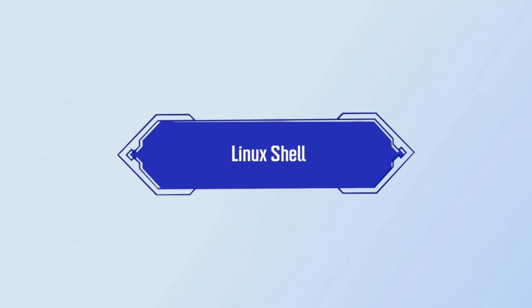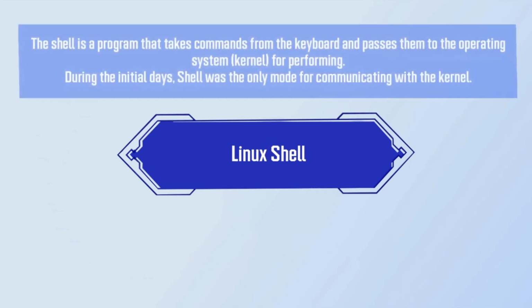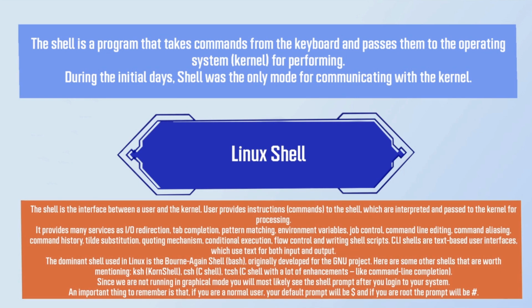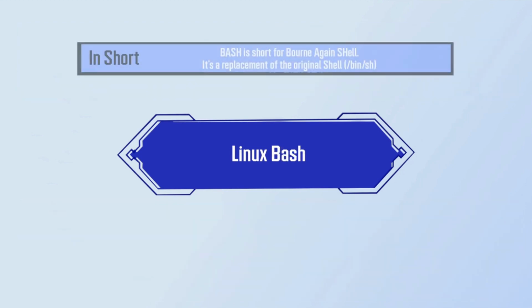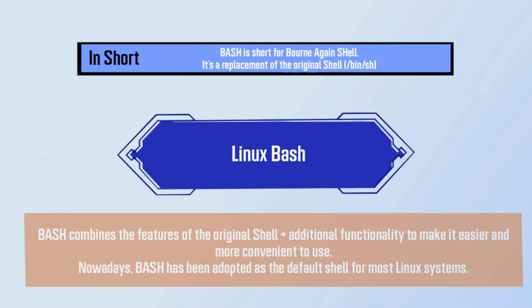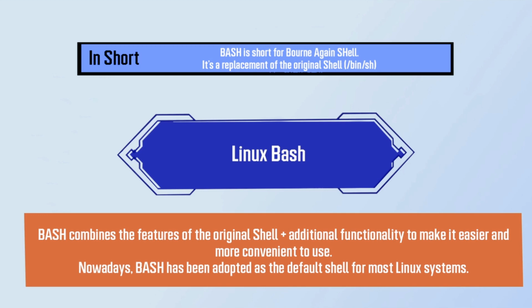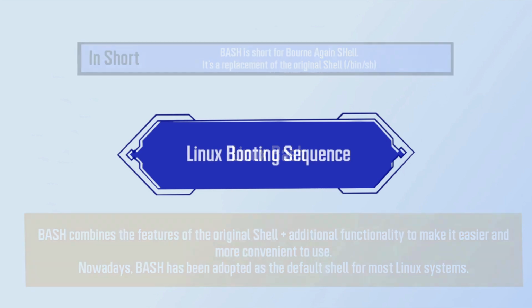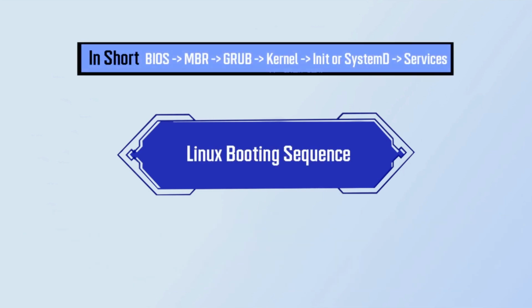Linux shell. The shell is a program that takes commands from the keyboard and passes them to the operating system, the kernel, for performing. During the initial days, shell was the only mode for communicating with the kernel. Linux bash. Bash is short for Bourne Again Shell. It's a replacement for the original shell /bin/sh. The Linux boot sequence: BIOS, MBR, GRUB, kernel, init or systemd, and services.